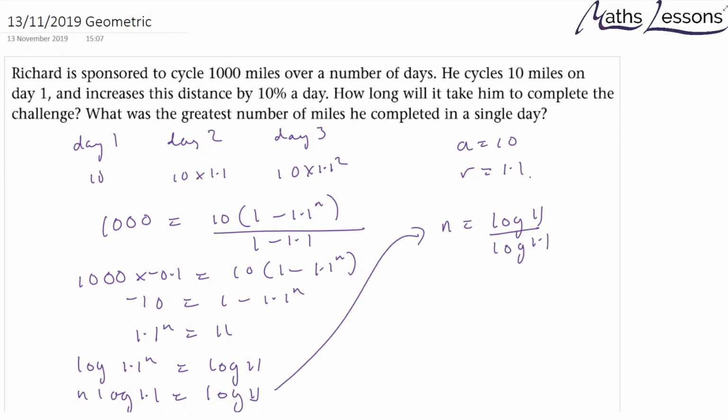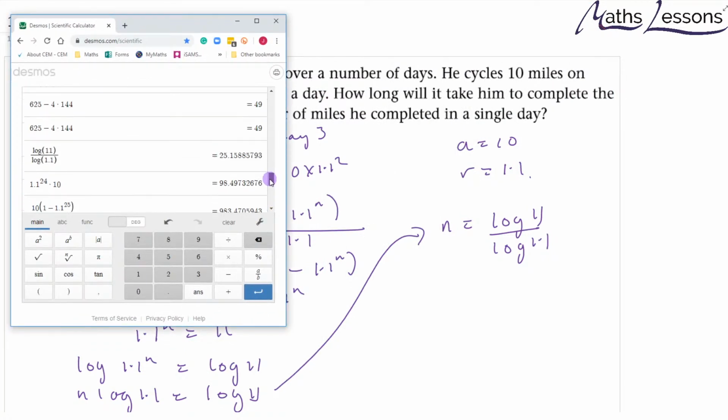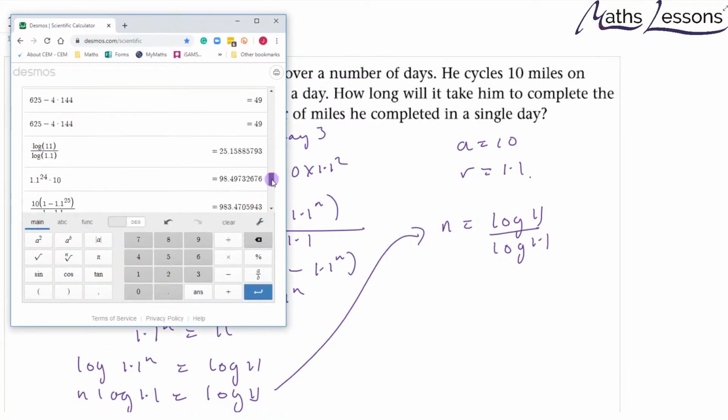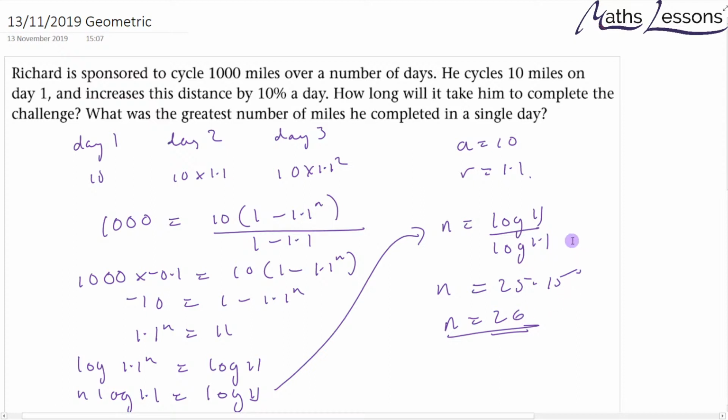Calculations. I didn't put the calculator up. Bring up my calculator here. Scroll back to where I did this question. Okay, so we've got log of 11 divided by log of 1.1, which gives us 25.15. So it's going to actually take more than 25 days, so n will equal 26 is the number of days it takes for us to get to 1,000, on the 26th day.